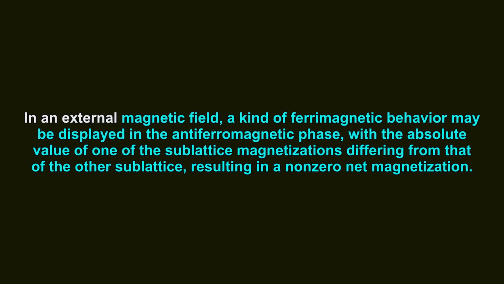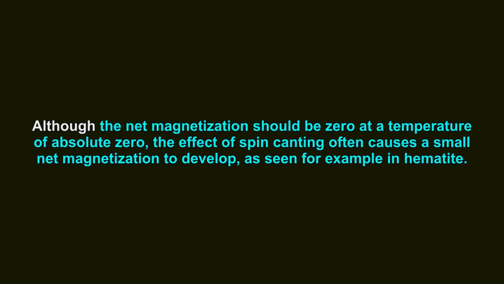In an external magnetic field, a kind of ferromagnetic behavior may be displayed in the antiferromagnetic phase, with the absolute value of one of the sublattice magnetizations differing from that of the other sublattice, resulting in a non-zero net magnetization. Although the net magnetization should be zero at a temperature of absolute zero, the effect of spin canting often causes a small net magnetization to develop, as seen, for example, in hematite.